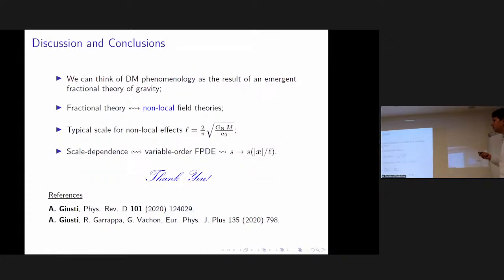So to wrap up, the idea, as instilled basically, was to offer a way to understand dark matter phenomenology as a result emerging from a fully fractional theory of gravity. And this fractional nature of the theory is inherently related to non-local field theories. And we can actually provide a prediction for the typical scale at which these non-local effects should emerge in astrophysics, which is given by this expression right here.